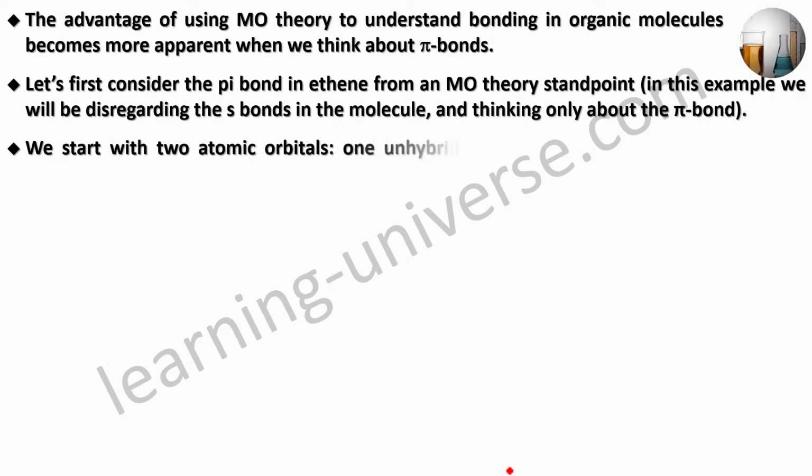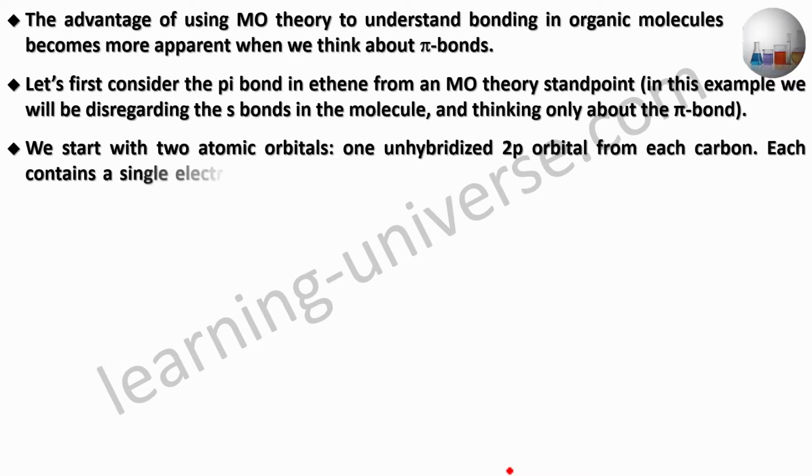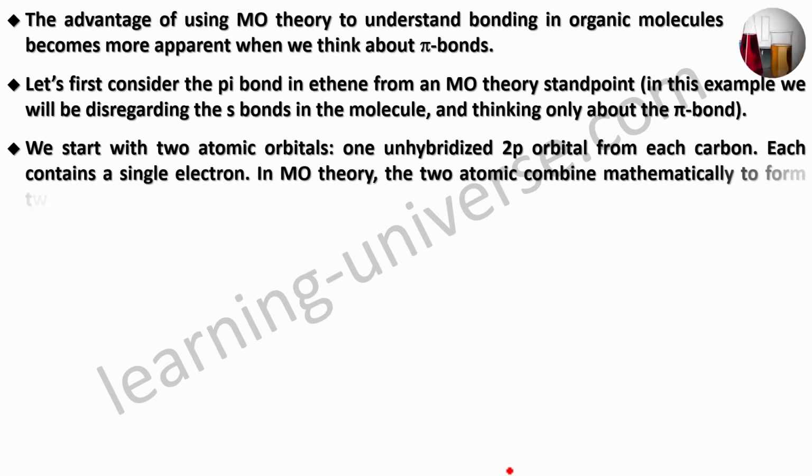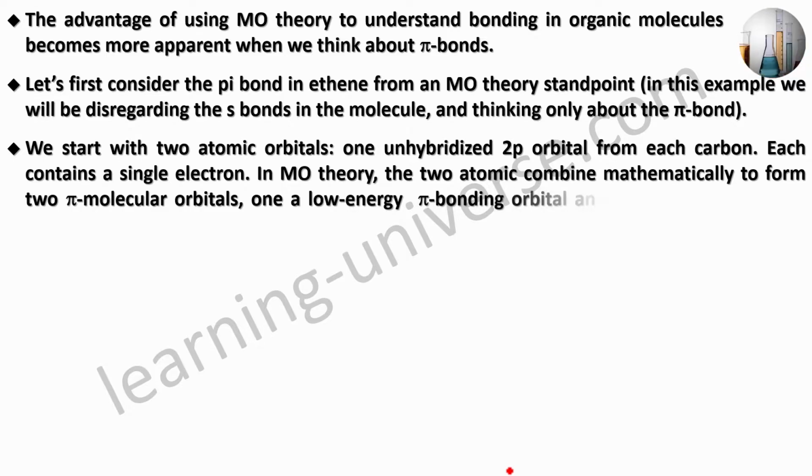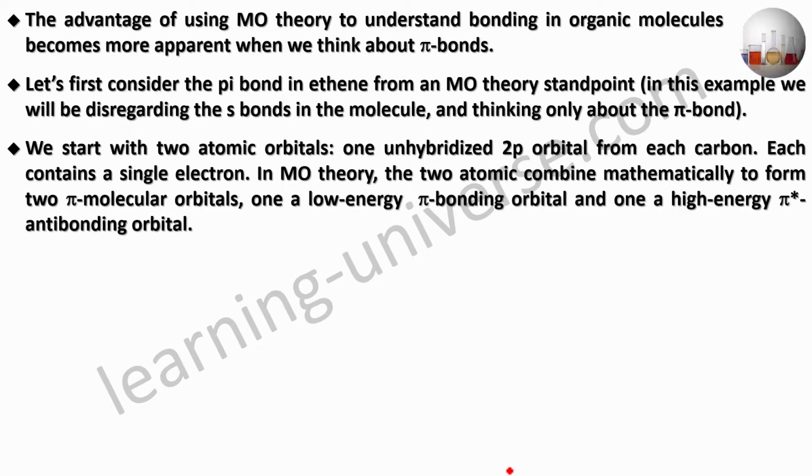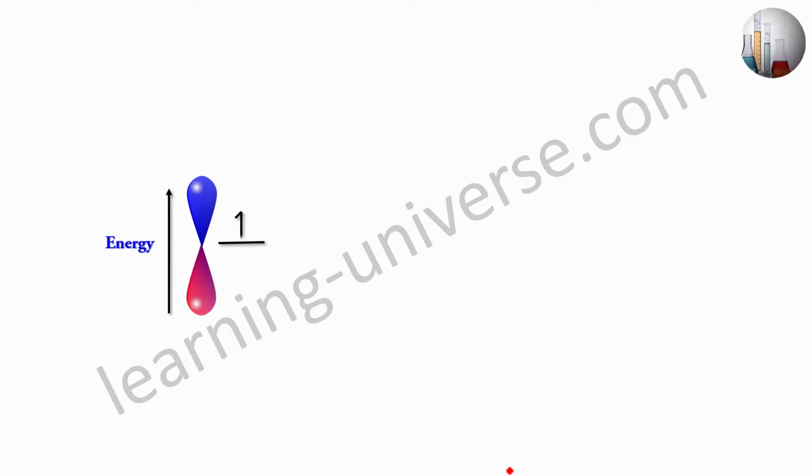We start with two atomic orbitals, one unhybridized 2p orbital from each carbon atom, which contains a single electron. In MO theory, the two atomic orbitals combine mathematically to form two pi molecular orbitals, one a low energy pi bonding and one a high energy pi star antibonding. So this is how they look. This is the energy axis. This is the atomic orbital. Blue and red signify the different signs of the wave. Again, as I said, there is no significance of these. Blue and red are equivalent. This is the second atomic orbital.